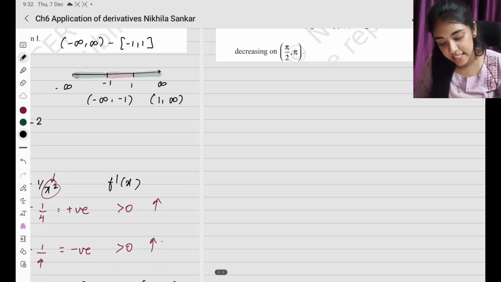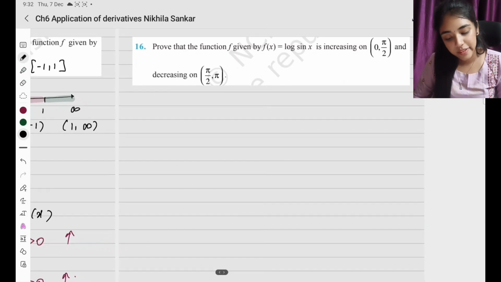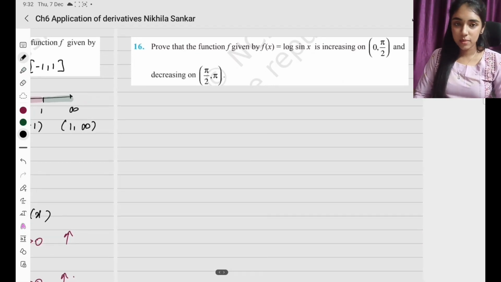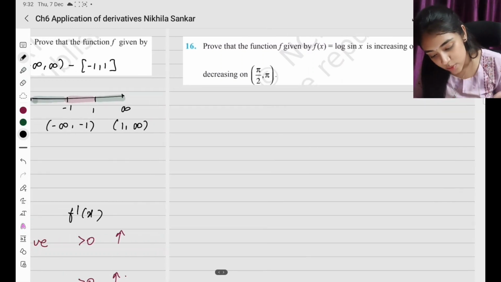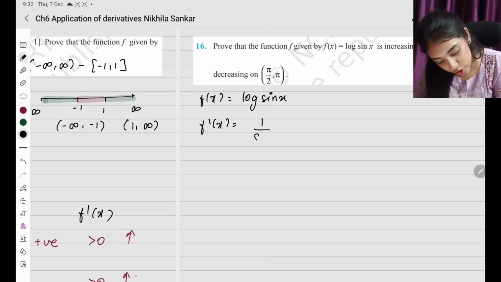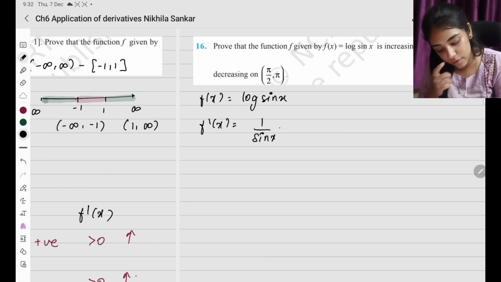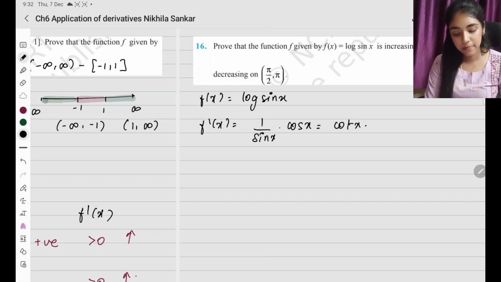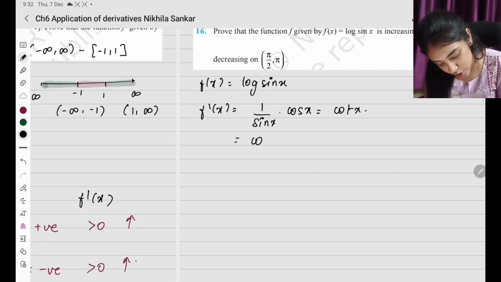Question number 16. Prove that the function f of x equals log sin x is increasing on 0 to pi by 2, decreasing on pi by 2 to pi. So I have f of x equals log of sin x. F dash of x for log sin x is going to be 1 divided by sin x, and the differentiation of that is going to be cos x, and we are talking about cot x here. Or we can write it as cos x by sin x.